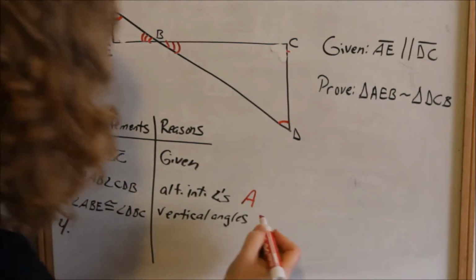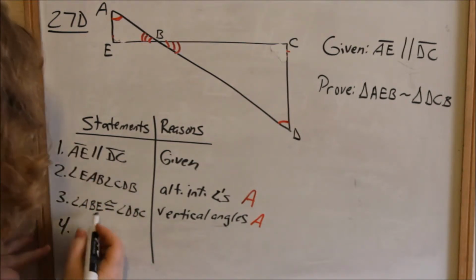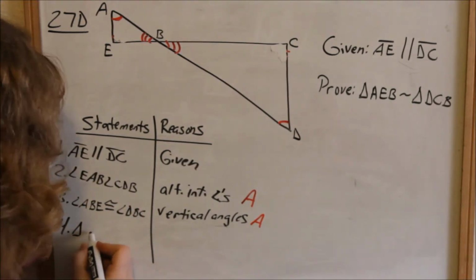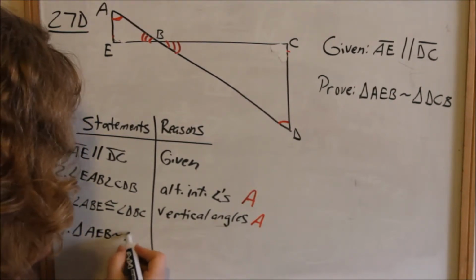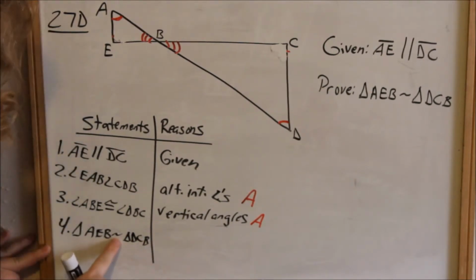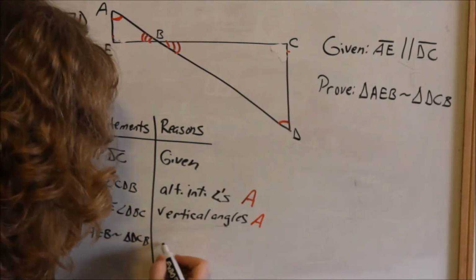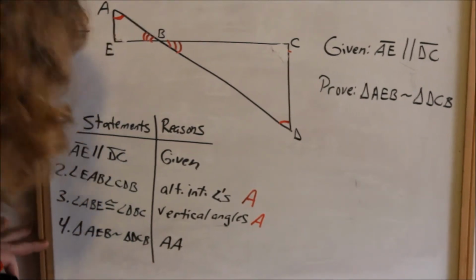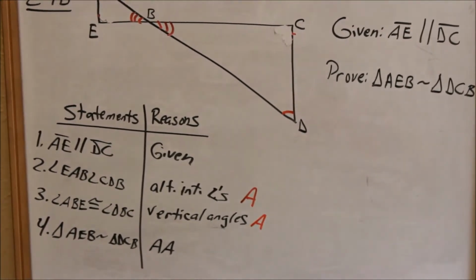Now, that was a statement about an angle. So since I have made a statement about two angles being congruent, I can now state that the two triangles are similar. So triangle AEB is similar to triangle DCB. Be careful not to put the symbol for congruent right here. Use the symbol for similar. And those are similar because of the angle-angle postulate, that is the only postulate we have to prove triangles similar.